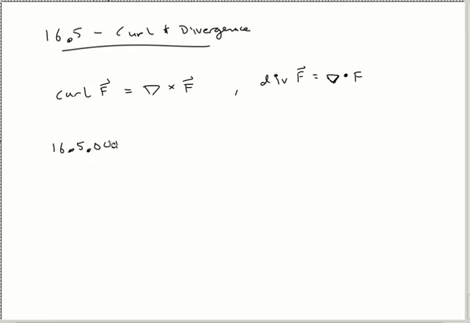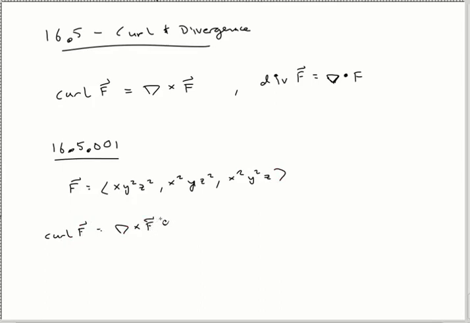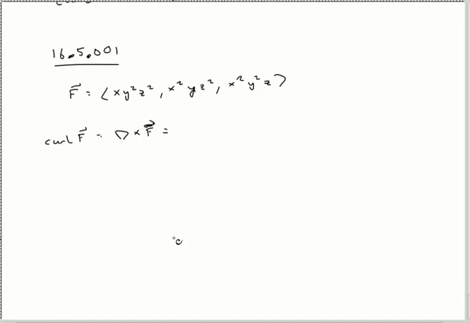16.5.001. Let me show you how it works. I have f equal to xy squared z squared, x squared yz squared, and x squared y squared z, and they want the curl of f. So that's again grad cross f. Out of either of these, the cross product is definitely going to be the harder one because there are more operations going on. Obviously, a dot product is pretty easy, but let's go through this cross product together.